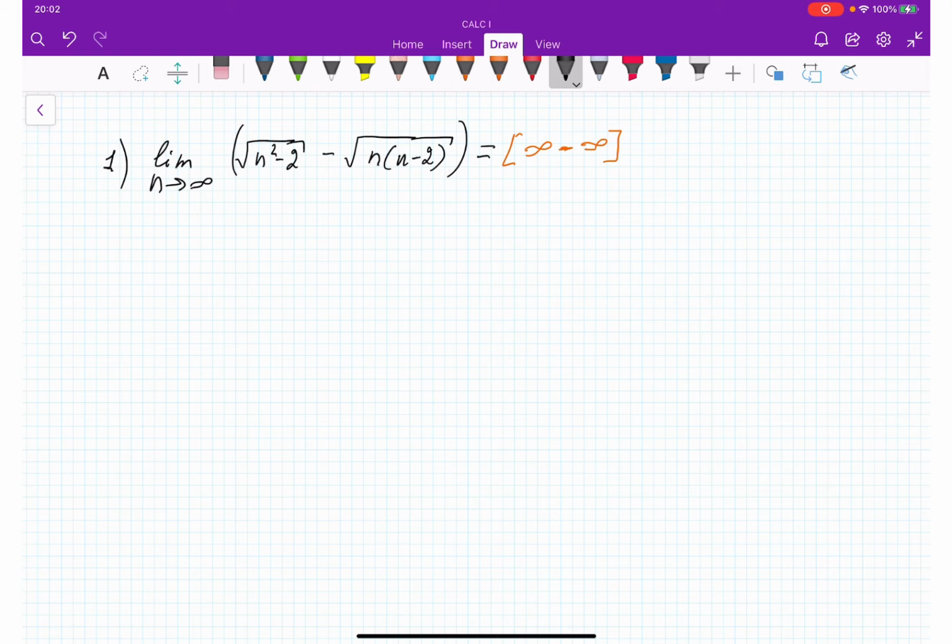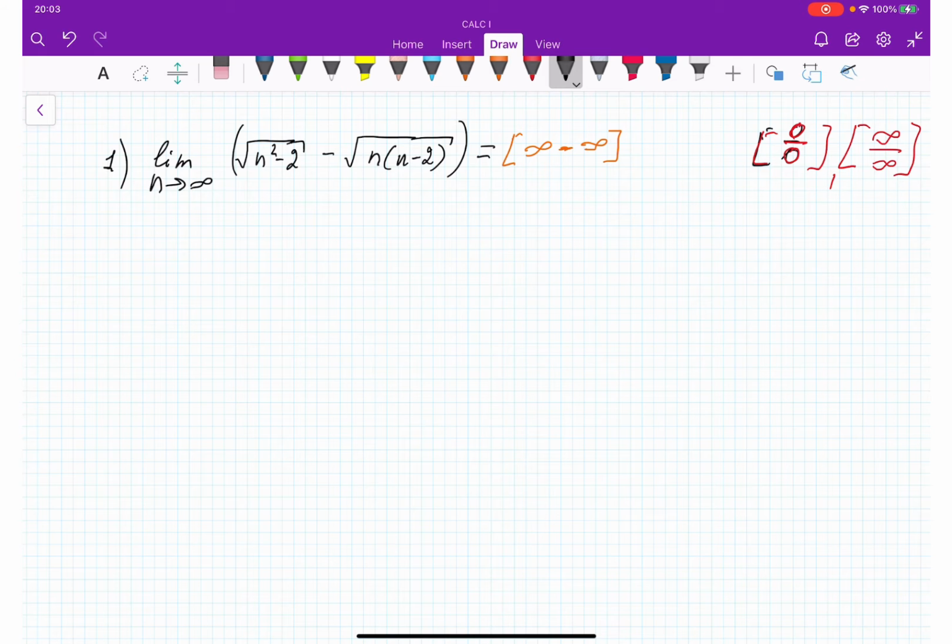Okay, so our task is to try to turn this indeterminate form into an indeterminate form where we can apply L'Hopital's rule, which means we need to try to convert it into either 0 over 0, or infinity over infinity. Okay, let's see which one is going to work.